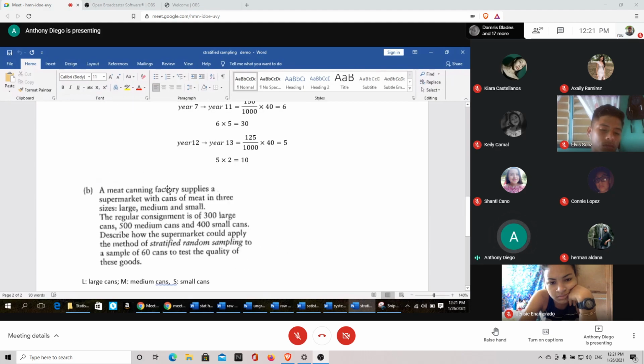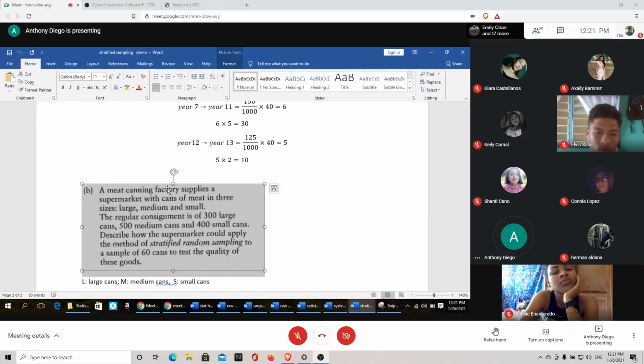Now, let's look at the last example here. It said a meat canning factory supplies a supermarket with cans of meat in 3 sizes: large, medium, and small. The regular consignment is of 300 large cans, 500 medium cans, and 400 small cans. Describe how the supermarket could apply the method of stratified random sampling to a sample of 60 cans to test the quality of these goods.